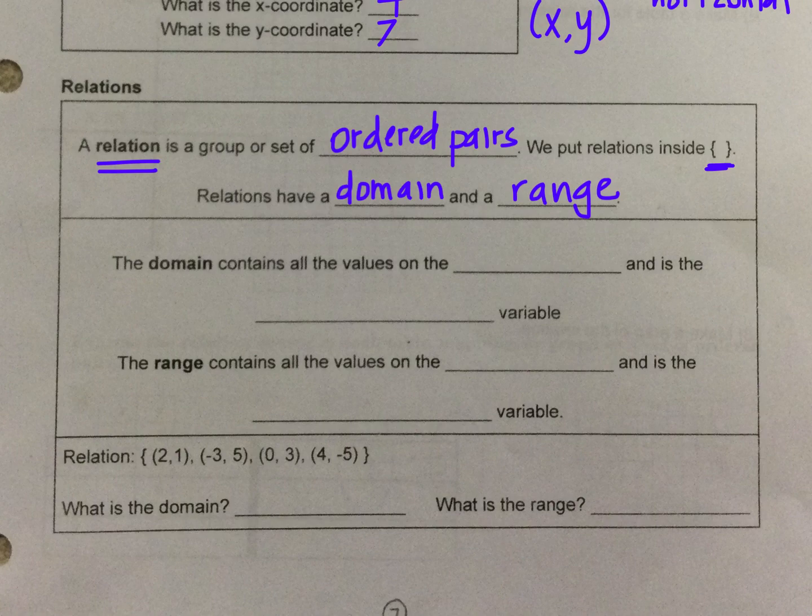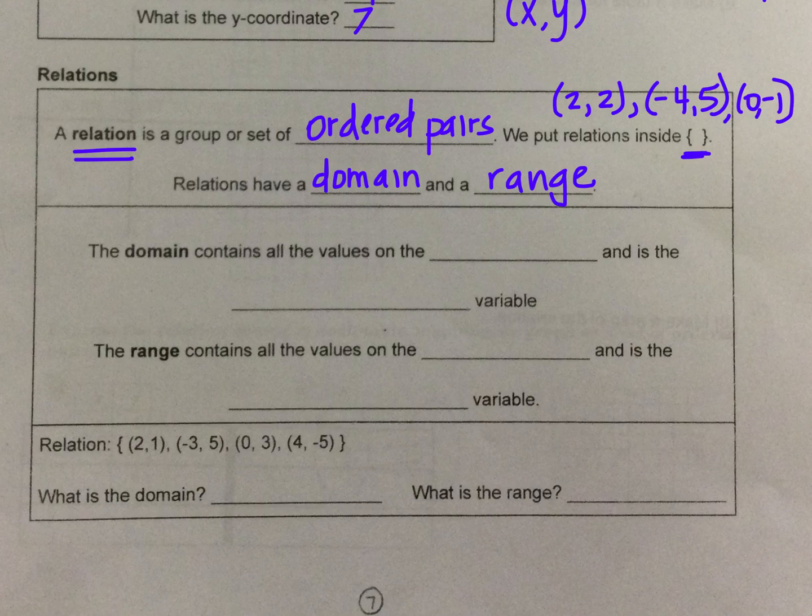So I'm going to take my ordered pairs from above, and I rewrote them. I wrote 2, 2, -4, 5, and 0, -1. And then when I put them together with commas in between, I add these squiggles on the outside. If I just had one listed, that would just be an ordered pair. But when I put all 3 into a squiggle together, it's called a relation.